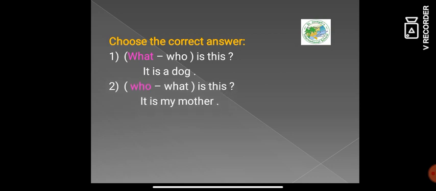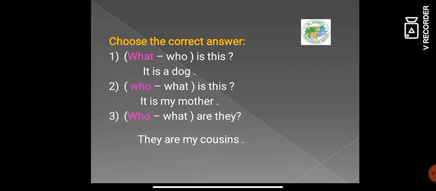Number 2, who or what is this? It's my mother. My mother, the animal? No. Something I can use like a pen or a ruler? No. Is it a person? Yes. So, it's a person. It has a mind, she can think. So, mother is a person. So we use who or what to ask about her? We use who, W-H-O. Because we use the word who or the W question who when we want to ask about a person. Okay, what about something? We use the word what.